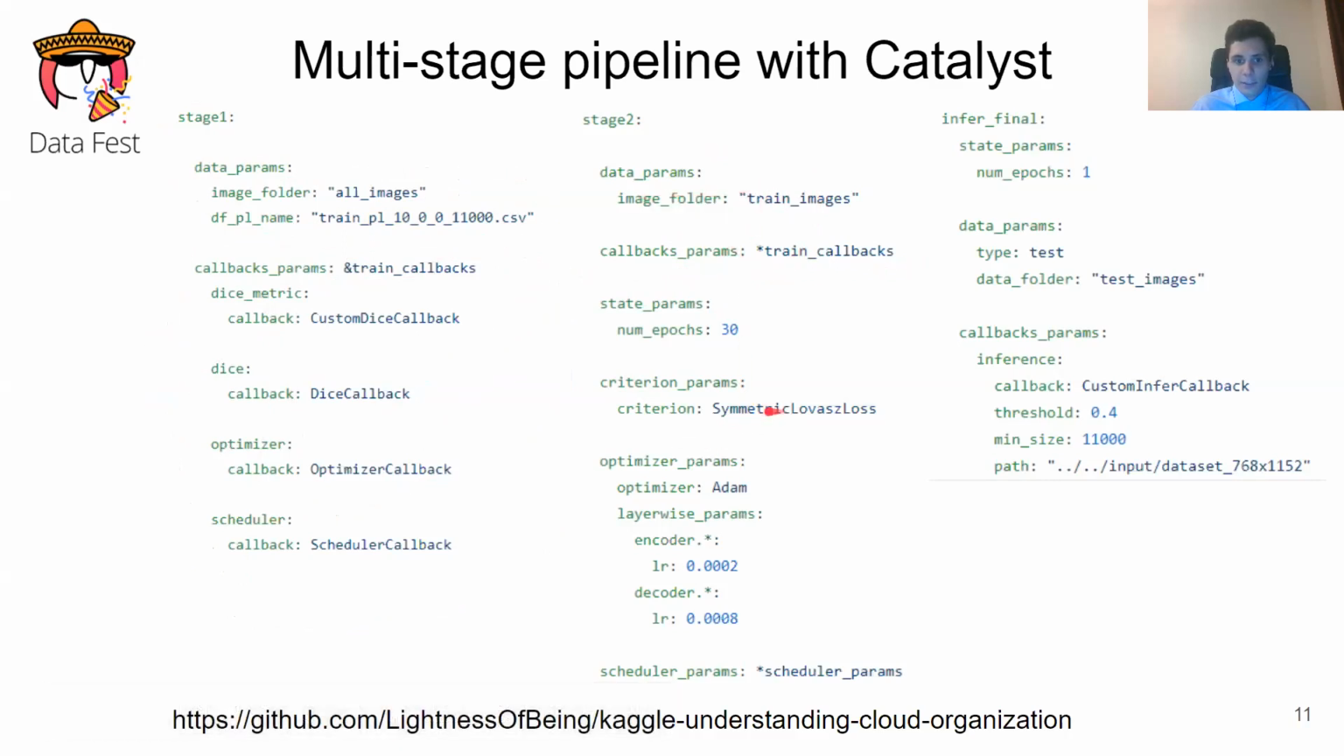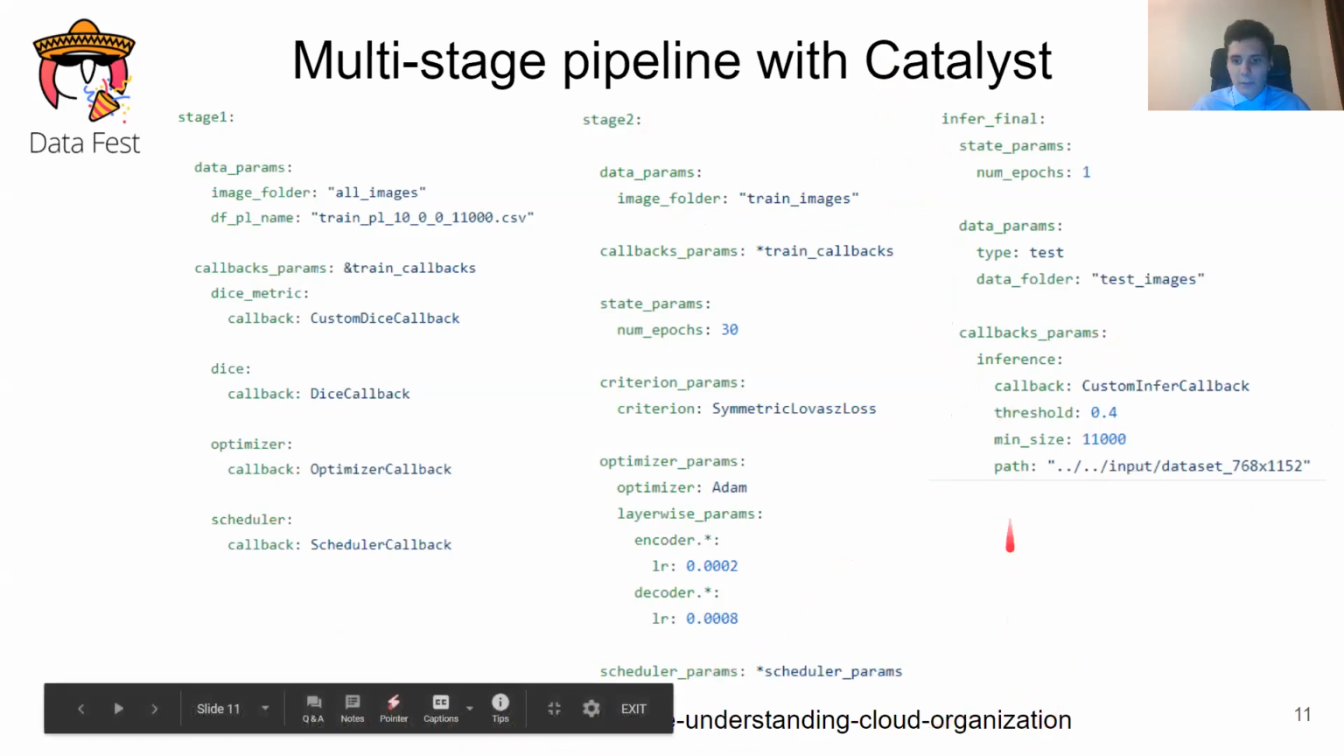On the second stage, I was training with a different loss, symmetric Lovasz loss. And I was training without pseudo labels, using only train images. And finally, I had an inference stage on which I was inferring the test data. And here there could be a third stage on which I do a post-processing step, but I decided to discard it. There is a link down below to my pipeline.